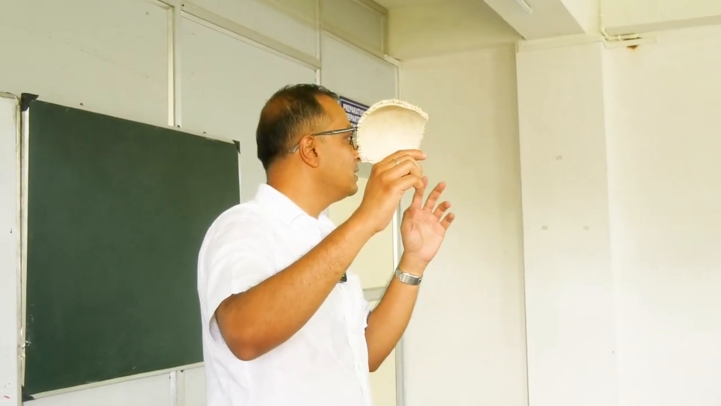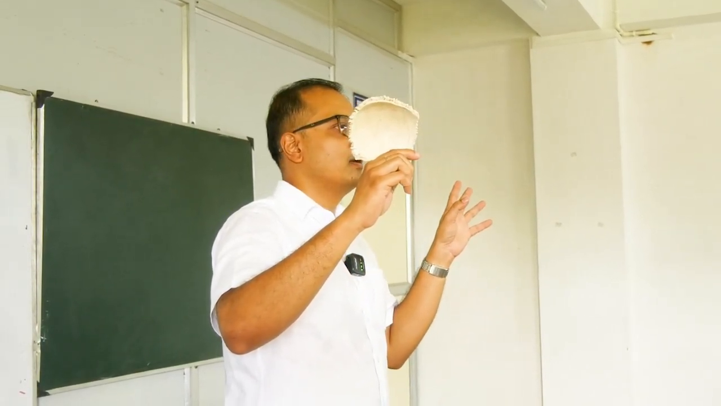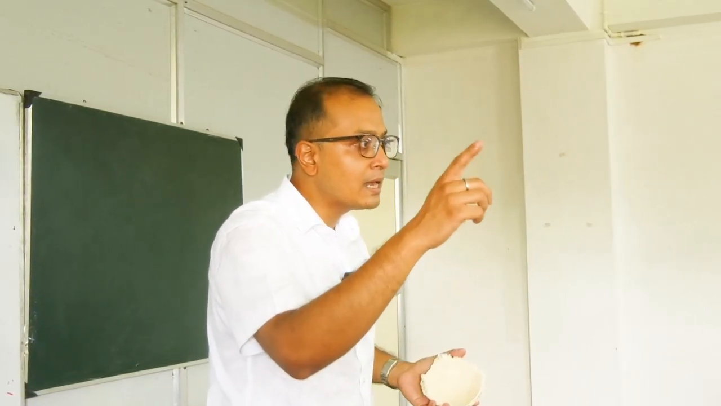Then you have to identify whether this bone belongs to the right side or left side. There is another bone, right? So identify the four angles. Out of these, which one is projected?